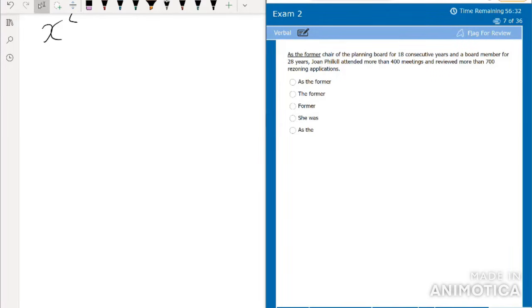Okay, very short sentence or underlined portion. So we're going to have to be very literal. As the former chair of the planning board for 18 consecutive years and a board member for 28 years, Joan Philkill attended blah, blah, blah, blah. What a weird name. Well, she didn't attend as the former chair. She attended as the chair. So it's just E.